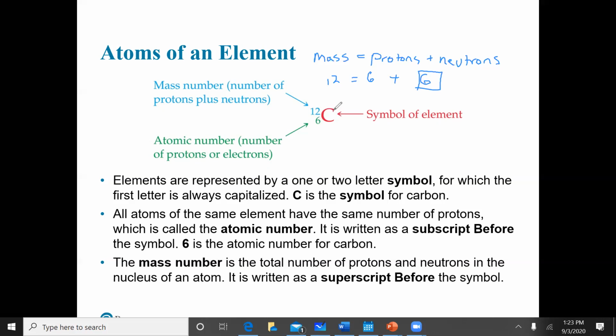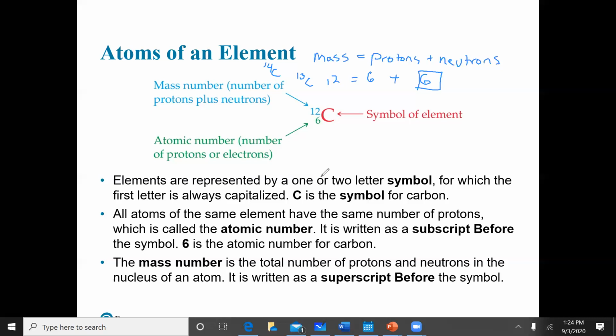This can change. You can have carbon 12, you can have carbon 13, you can have carbon 14. Those are known as isotopes. We'll talk about that in a little bit, but the number of neutrons can change. The number of protons cannot change. If this number changes, it's no longer carbon, okay? It becomes something new.